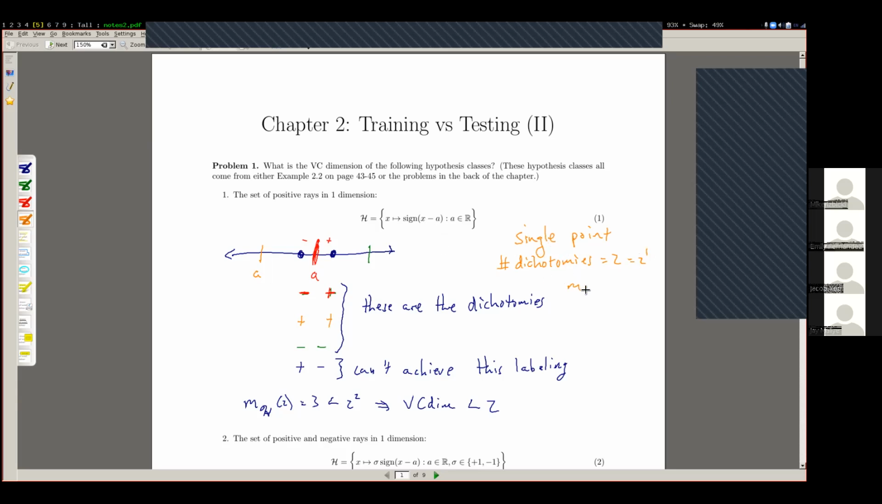And so the mH of 1 is equal to 2 to the 1, and that implies that the VC dimension must be greater than or equal to 1. And both of those two facts together imply that the VC dimension must be equal to 1.